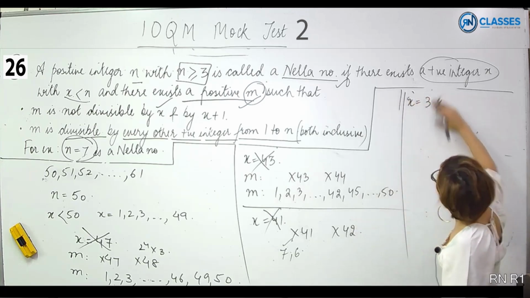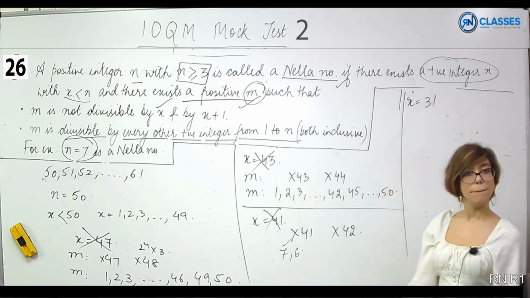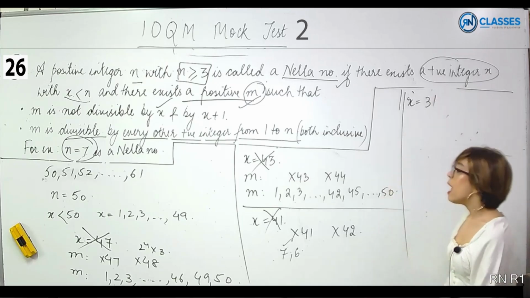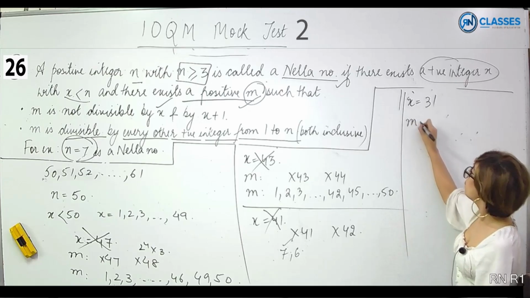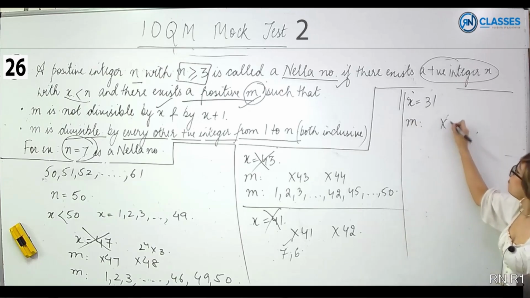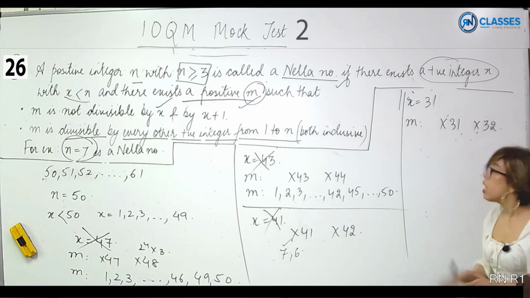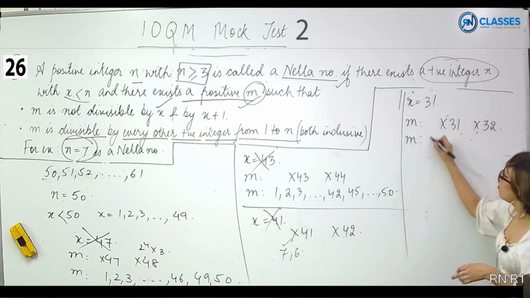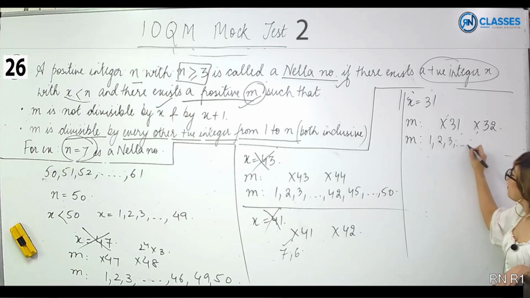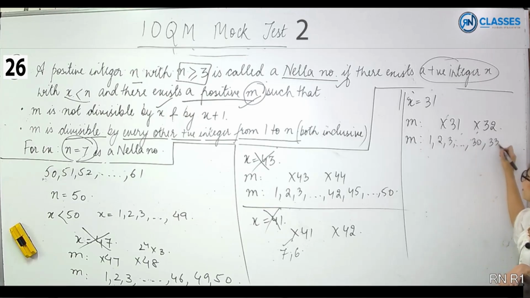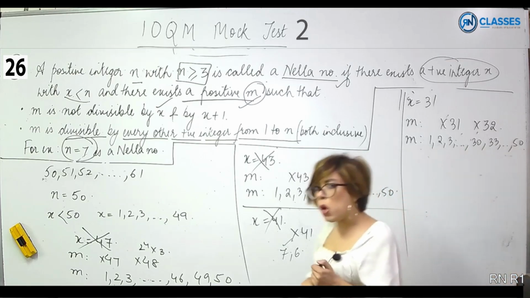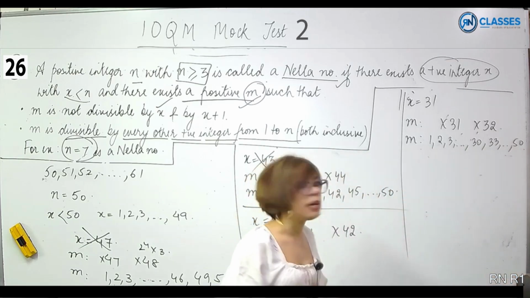I will go to x equal to 31. Let's see what happens. Now x equal to 31. m should not be divisible by 31 and it should not be divisible by 32. m should be divisible by every other: 1, 2, 3, until 30, then 33, then up to 50. Okay. Now there is a problem. Now I am unable to think.